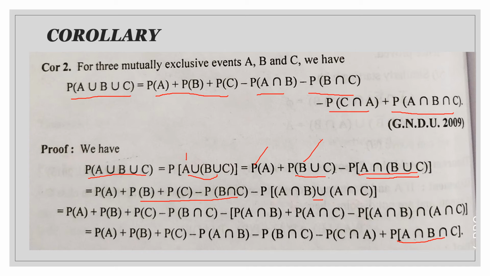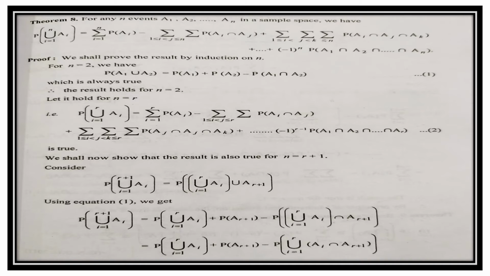So in this corollary, we have derived this result using the previous theorem result. Now we have a generalization of the theorem. If we have n events, then the probability of the union of A_i, i from 1 to n, is written as the summation of P(A_i), minus the summation of intersections of two terms, plus intersections of more than two terms, and lastly the intersection of n terms, with the sign of minus 1 raised to the power n. We will prove this result by induction.